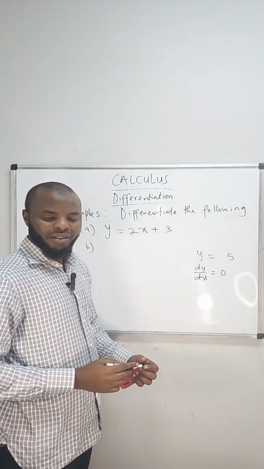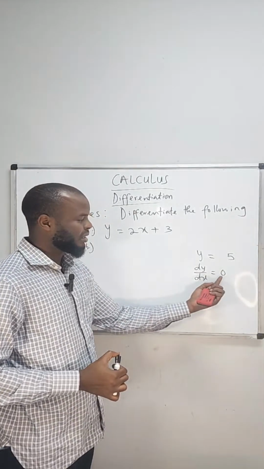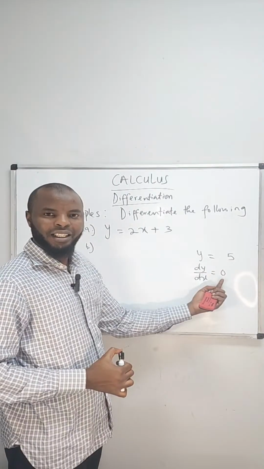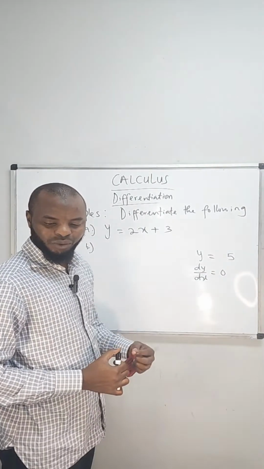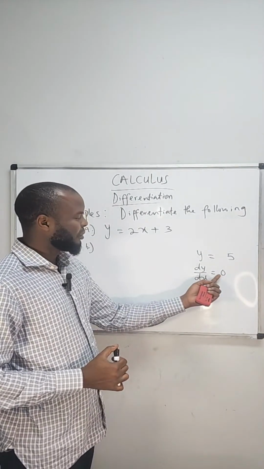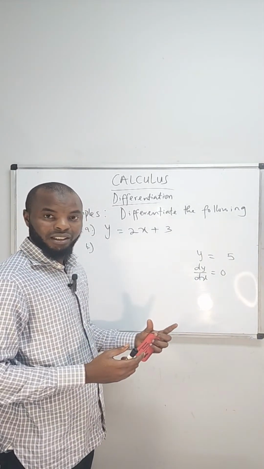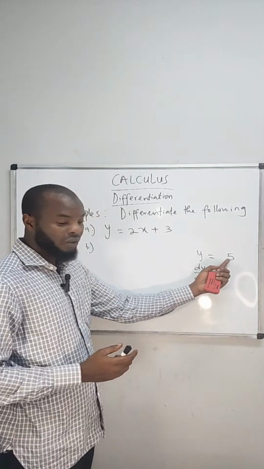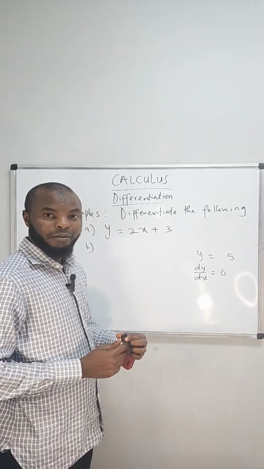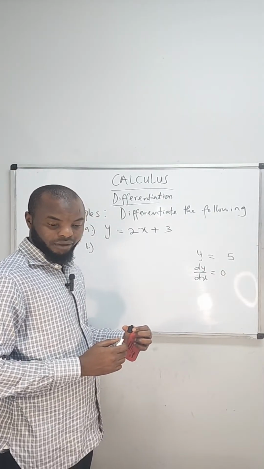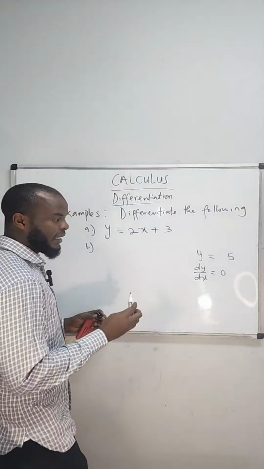Who can tell me the reason why we have the derivative to be 0? If you can tell me this in the comment section, I'm going to give you a bonus. Who can just tell me why the derivative is going to be 0? Let me wait for a minute. Anybody from the comment section?